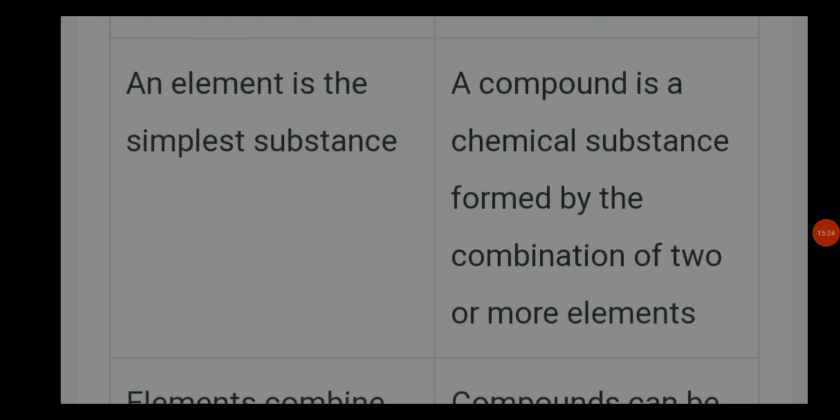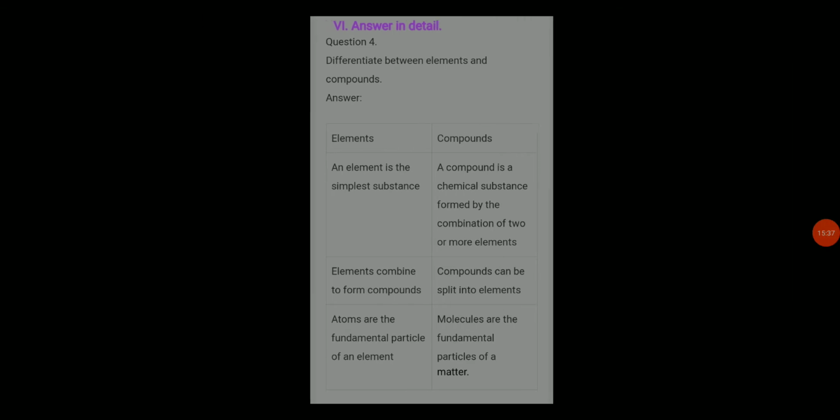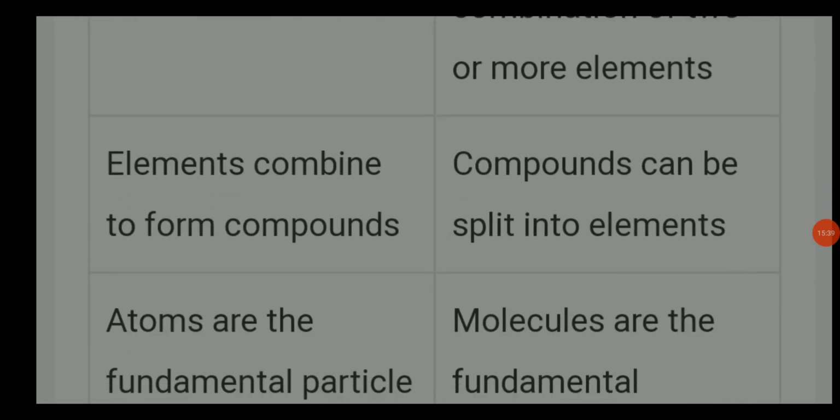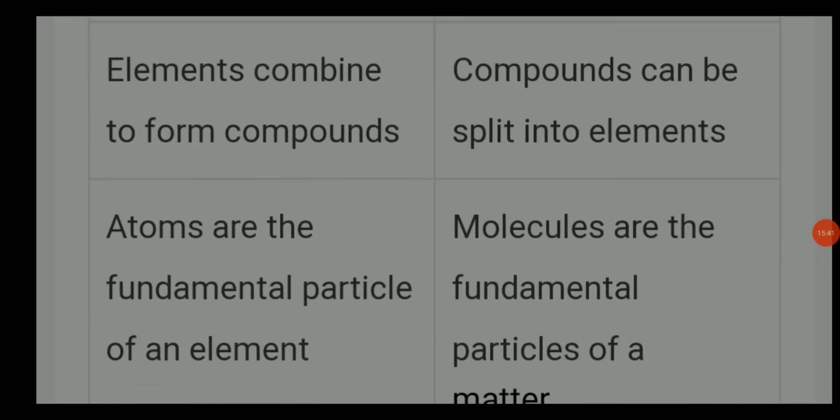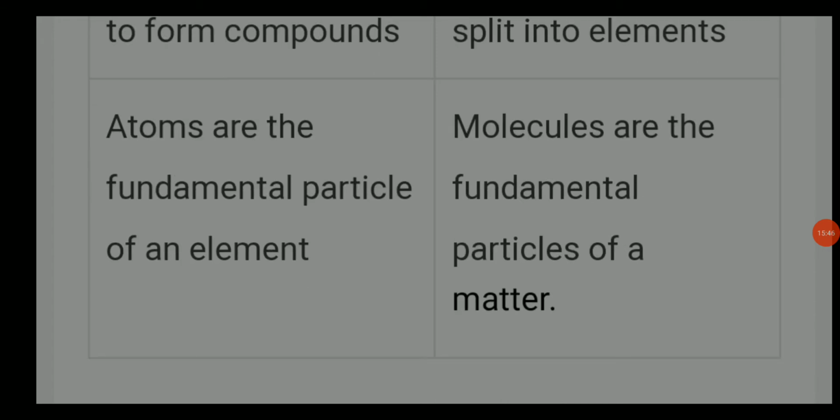Here, a compound is a chemical substance formed by the combination of two or more elements. Here it is two or more atoms, so write it as atoms. Elements combine to form compounds. Compounds can be split into elements. Atoms are the fundamental particle of an element. Molecules are the fundamental particle of matter.